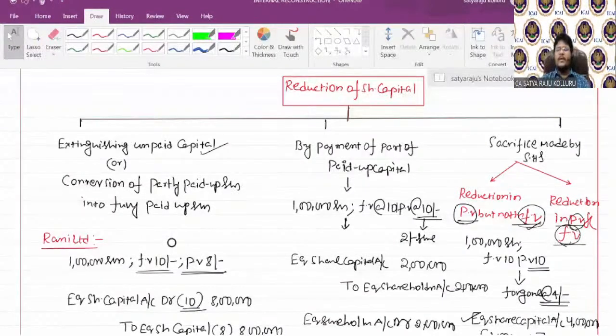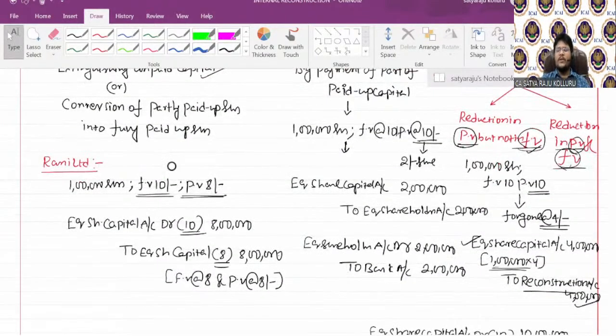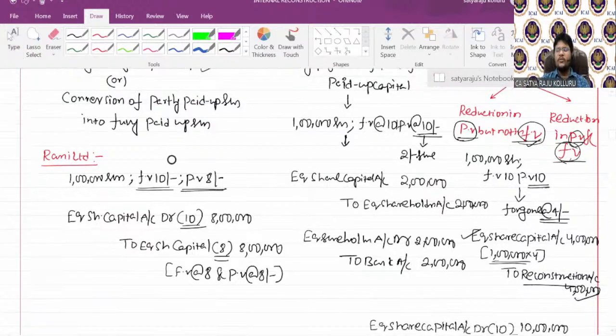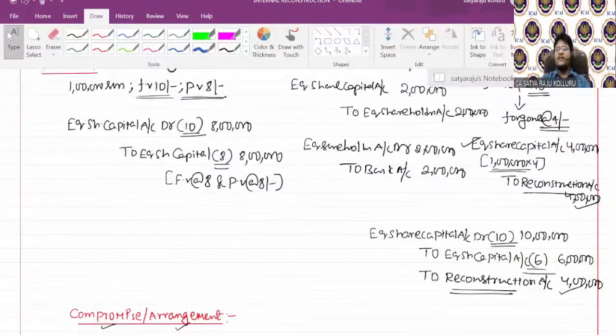Sir, if there is only reduction in paid up value but not in face value, the entry is equity share capital account Dr to reconstruction account. No need to disturb the face value of the equity share here. So reduction in paid up value and face value means first you need to cancel the entire face value. That is equity share capital account Dr, entire face value gone. The new face value you need to create. The remaining balance you can transfer to reconstruction account.